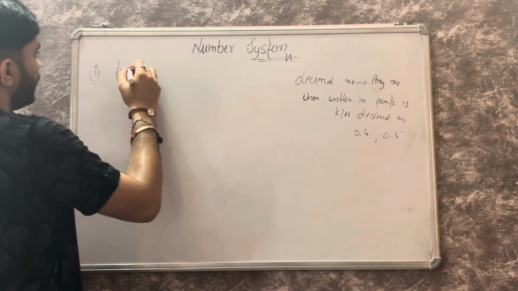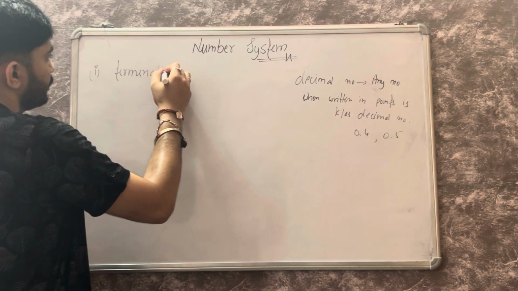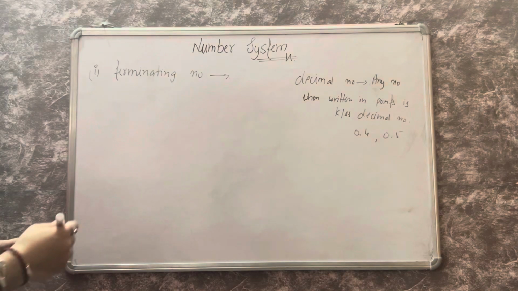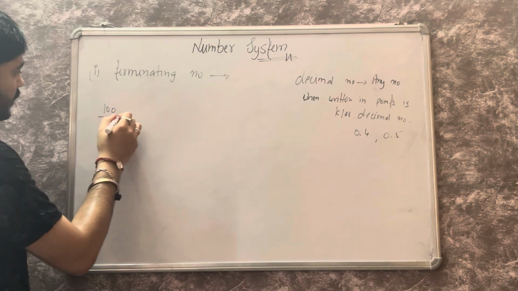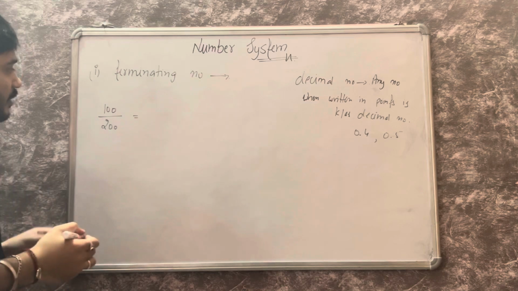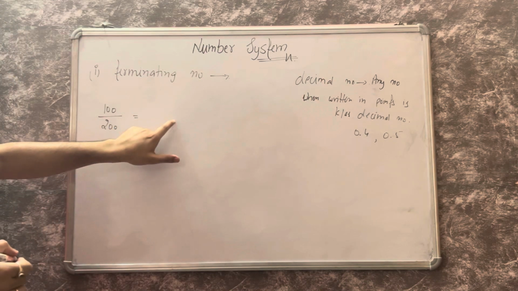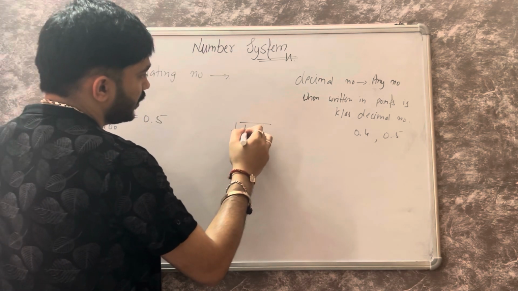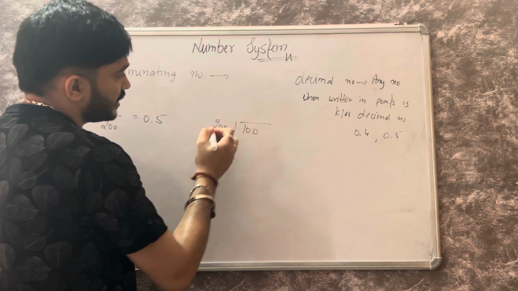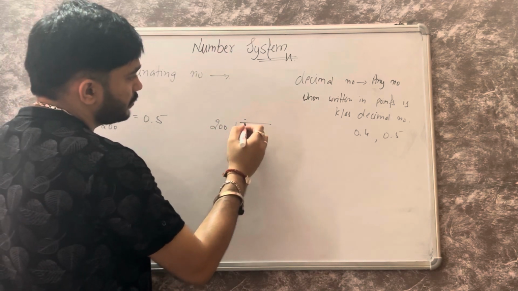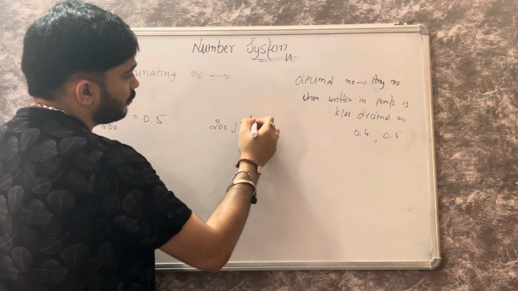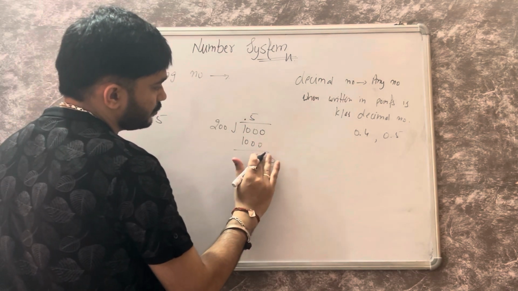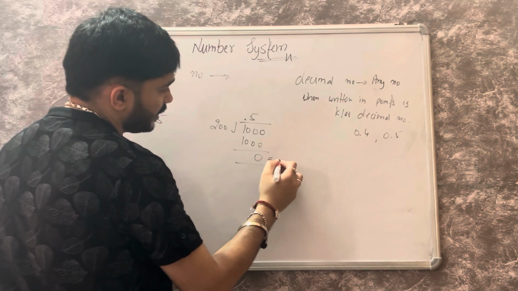First is terminating numbers. What are terminating numbers? Let us say you have a fraction 100 divided by 200, and when converted into decimal form you will get 0.5. It means that 100 is inside the bracket, 200 is outside the bracket, so you get 0.0, here, 5s are 1000, and you will get the remainder as 0. You get the remainder as 0.